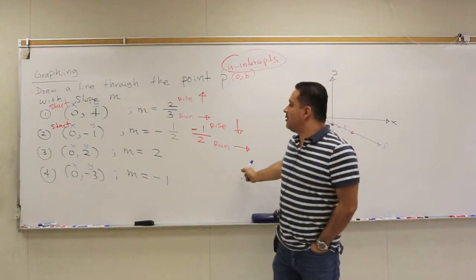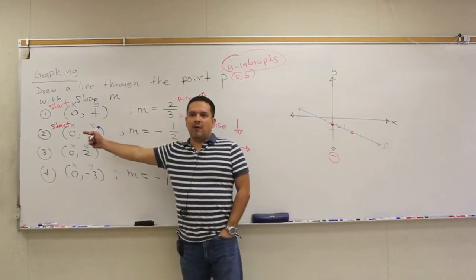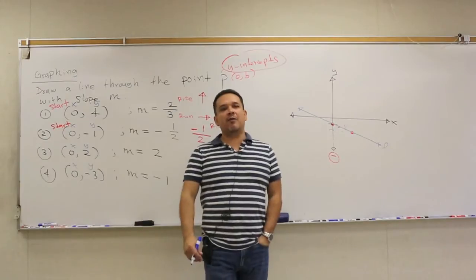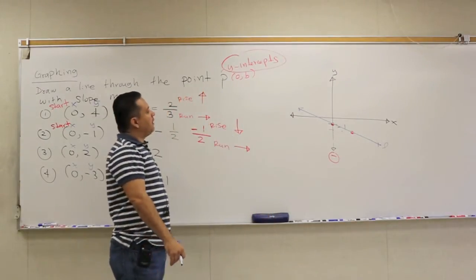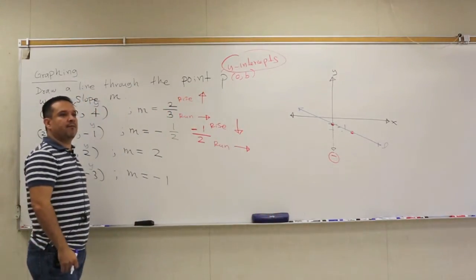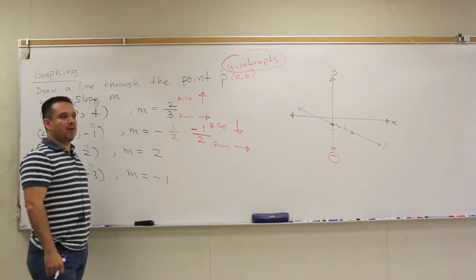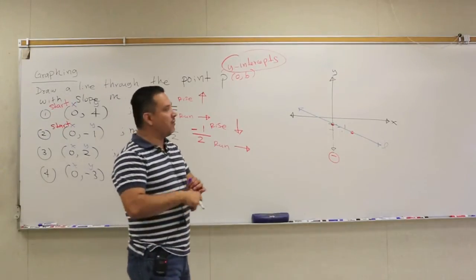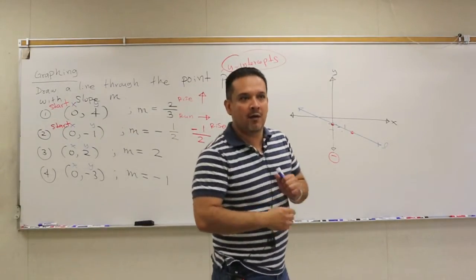Okay, does anybody have any questions on number 2? Okay, we're going to start at that point and use the slope to find a second point on the line, and we're going to draw our line. Okay, is everybody okay with that one? Is that easy or is that hard? Well, you're going to have to practice. That's pretty easy, right? So let's do the next one. Anybody have any questions on this one? Nope.